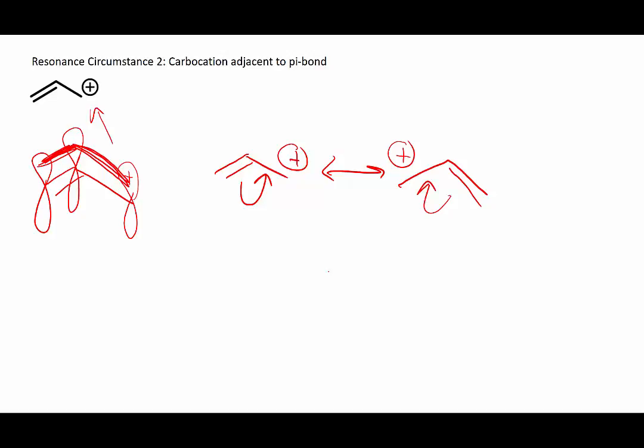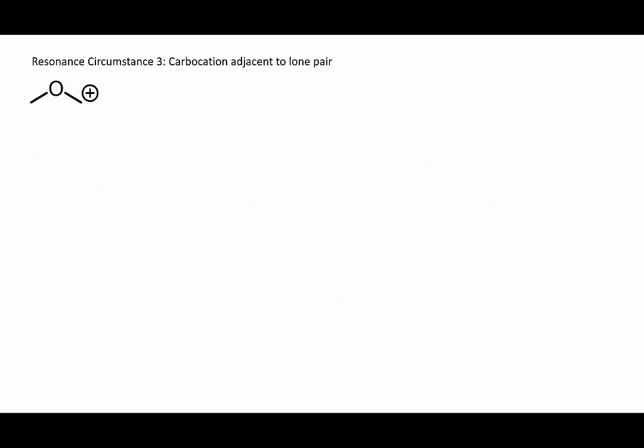If we want to draw a resonance hybrid, we have our single bonds. The electron density is spread across all 3 of those carbons, and each of them is partially positive. This is an example of why resonance occurs. What we're doing is we're minimizing charge. Okay, number 3, if we have a carbocation adjacent to a lone pair.